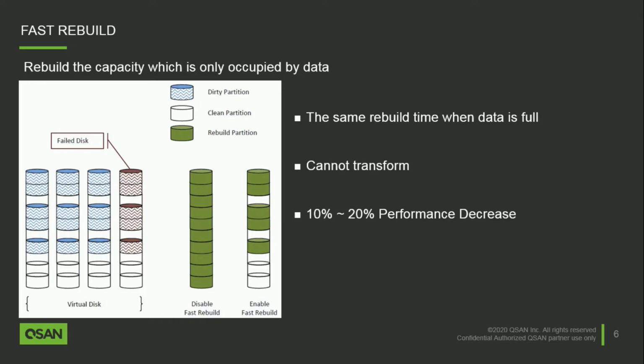Sometimes a RAID member drive fails while the pool usage is less than 50%. Here is the place where fast rebuild helps to save lots of rebuilding time. However, this function cannot be converted directly. That is, the created volume cannot be modified to enable this function, and vice versa.